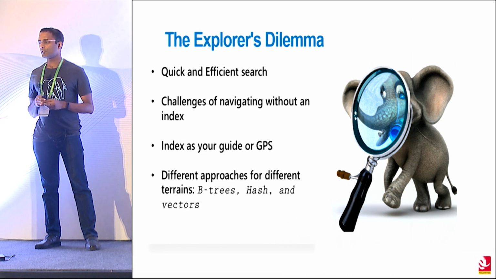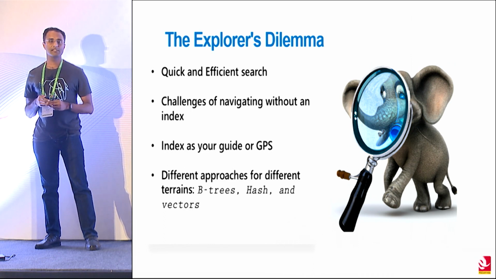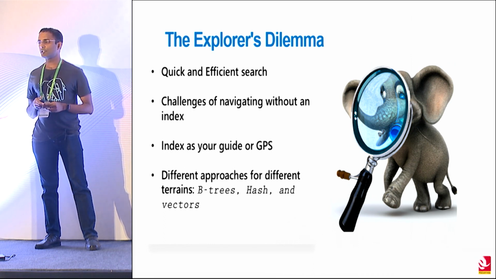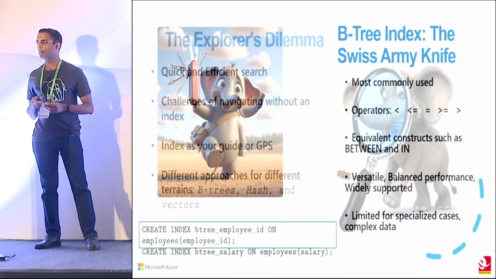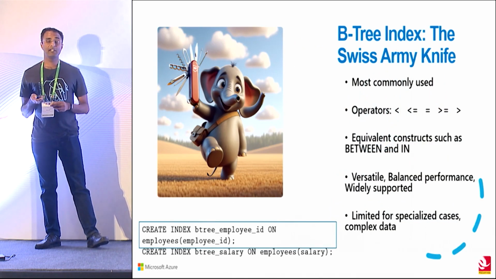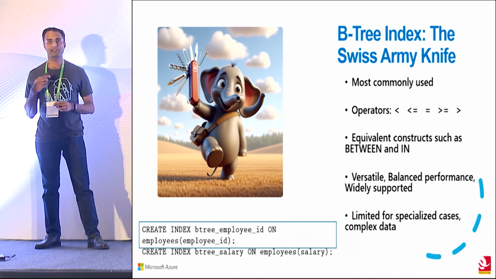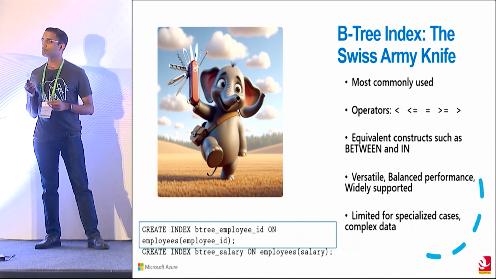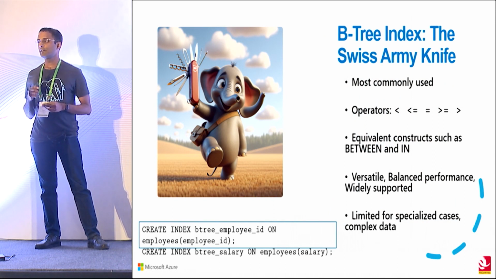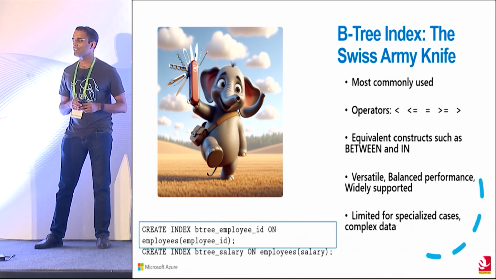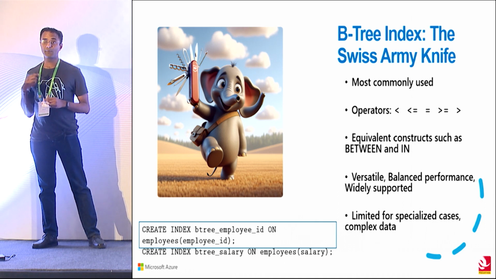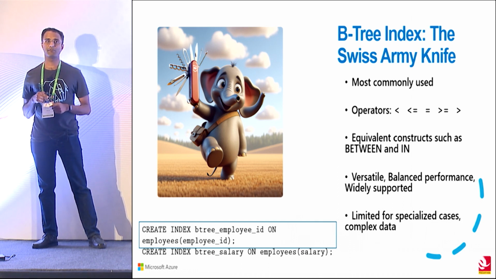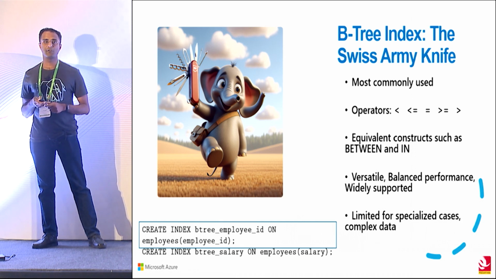I'll be touching upon three commonly used indexes: the B-trees or balanced trees, hash, and vectors. The B-tree index is what I call the Swiss Army knife. This is useful in almost any forest, not near an airport, but in any forest. It's not allowed as cabin luggage in an airplane, but you can take it anywhere, and in any forest you can make your way out if you have a Swiss Army knife. And true to that, it's very versatile. It has balanced performance and it's widely supported.